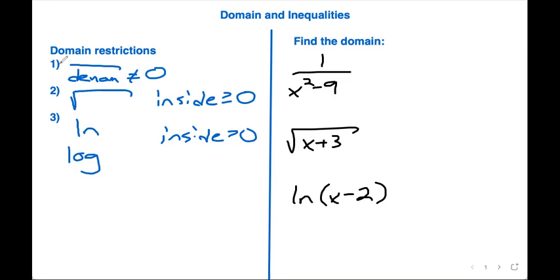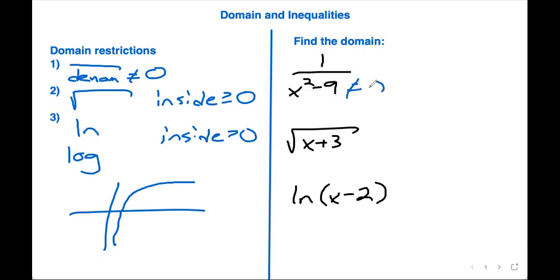Again, for rule number one, we know we can't divide by zero. For rule number two, in a square root, it's got to be greater than or equal to zero. We're not taking the square root of negative numbers. We're not doing imaginary numbers. And logarithms, if you recall the graph of a logarithm, you can't have anything that's negative or zero for that matter. So if you're asked to find the domain, use these rules.